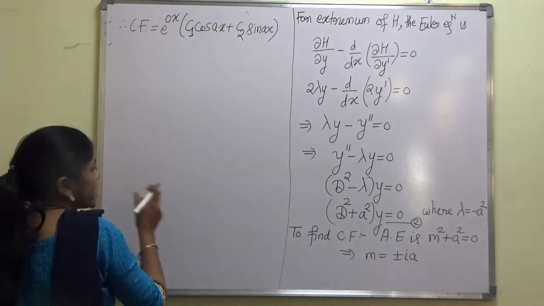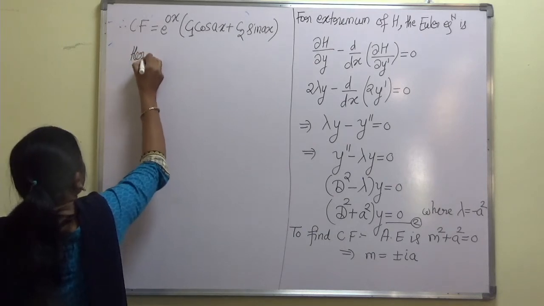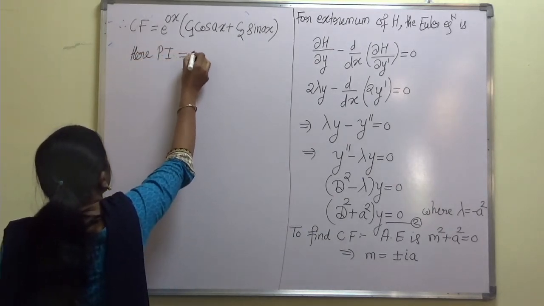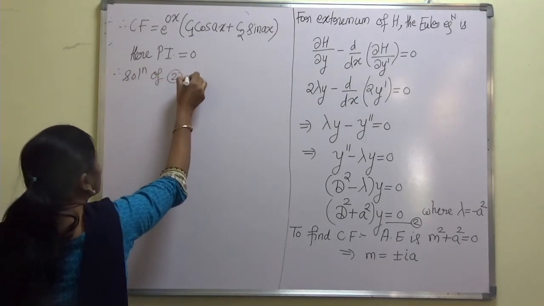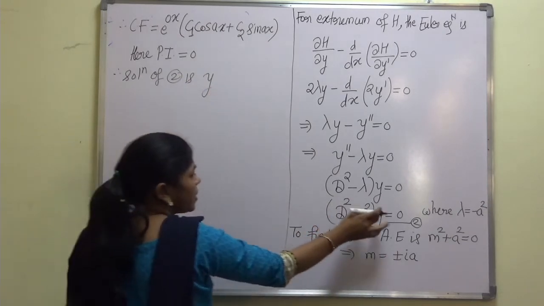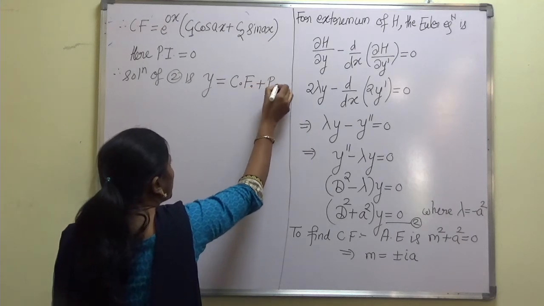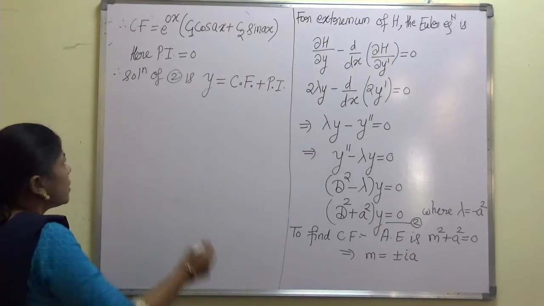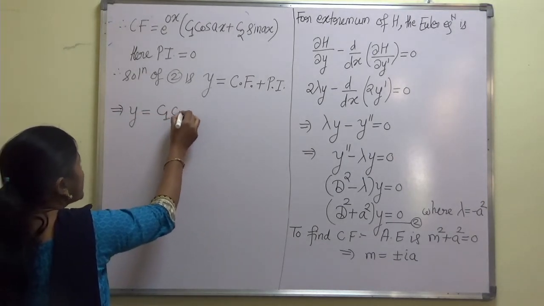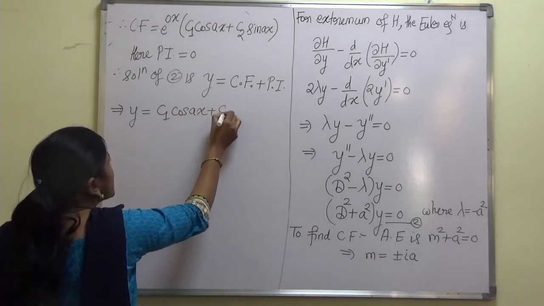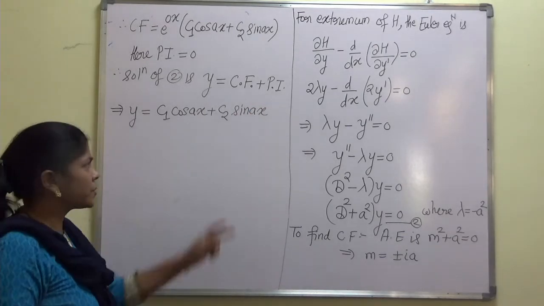As the right hand side of this is 0, the particular integral will be 0. Therefore the solution of 2, where the dependent variable is y, is equal to complementary function plus particular integral. Now substitute CF and PI. So y is simply c1 cos ax plus c2 sin ax, and the particular integral is 0, so plus 0.